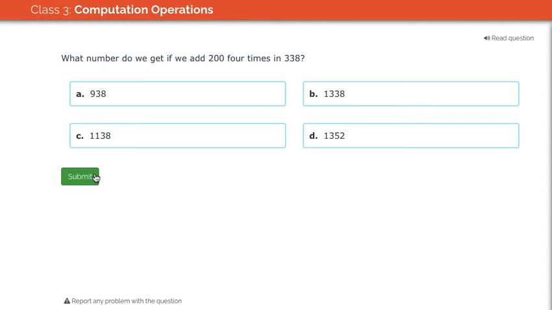Great answer. What number do we get if we add 204 times in 338? So 204 times is equal to 800. 800 plus 338 is equal to 1138. Let's see.